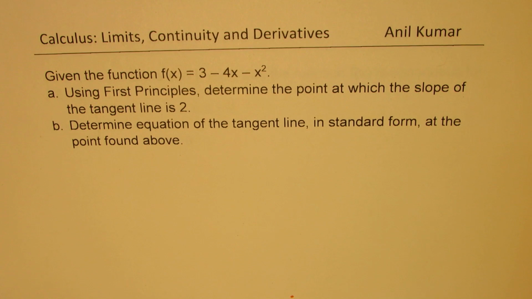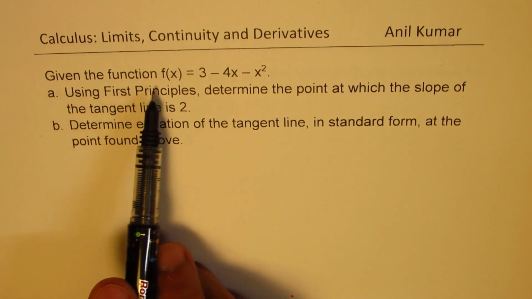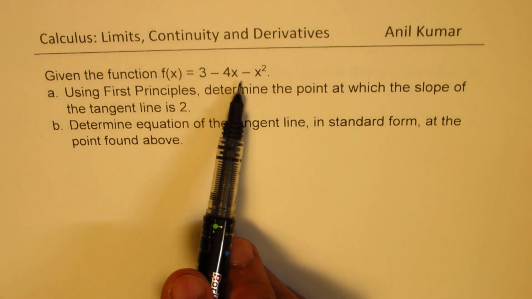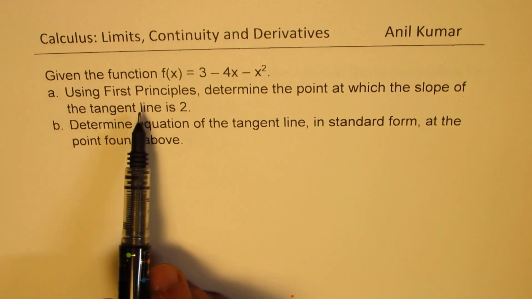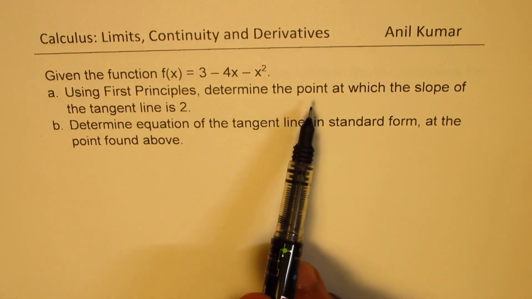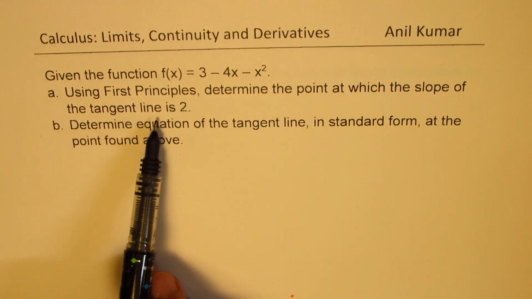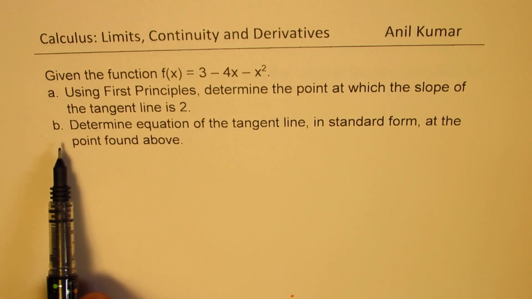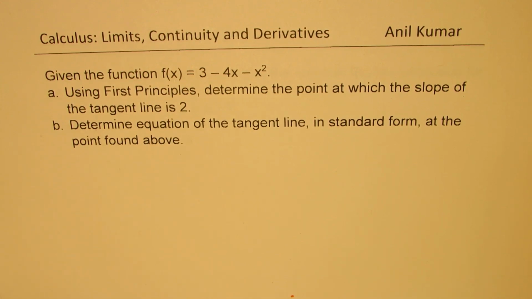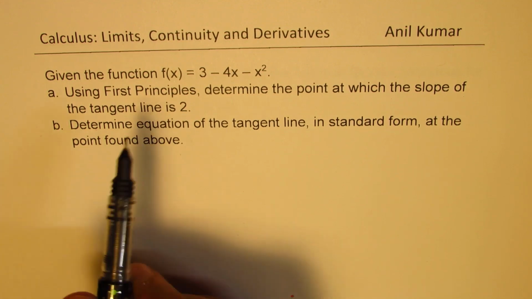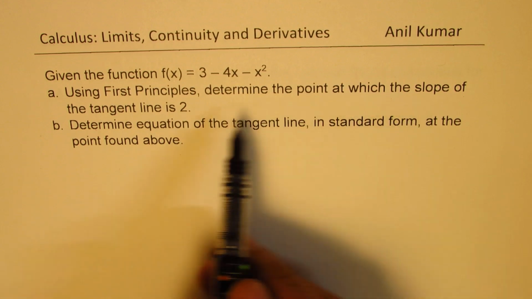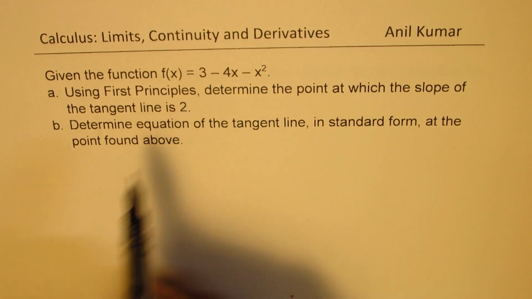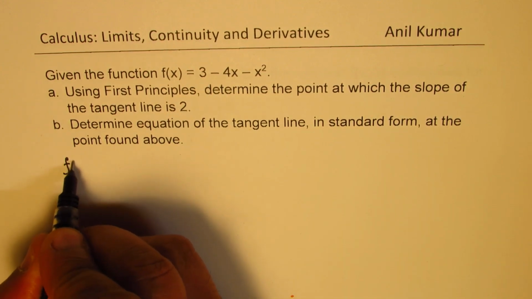Anil Kumar sharing with you a test question based on limits and continuity. The question here is, given the function f of x equals 3 minus 4x minus x squared, using first principles, determine the point at which the slope of the tangent line is 2. Part B is, determine the equation of the tangent line in standard form at the point found above. So we have to find a point at which the slope is 2 using the first principle.